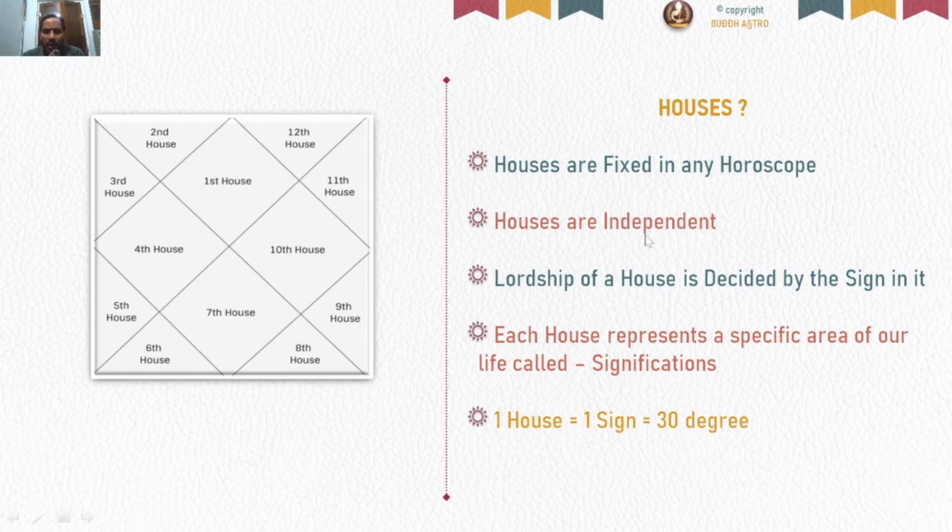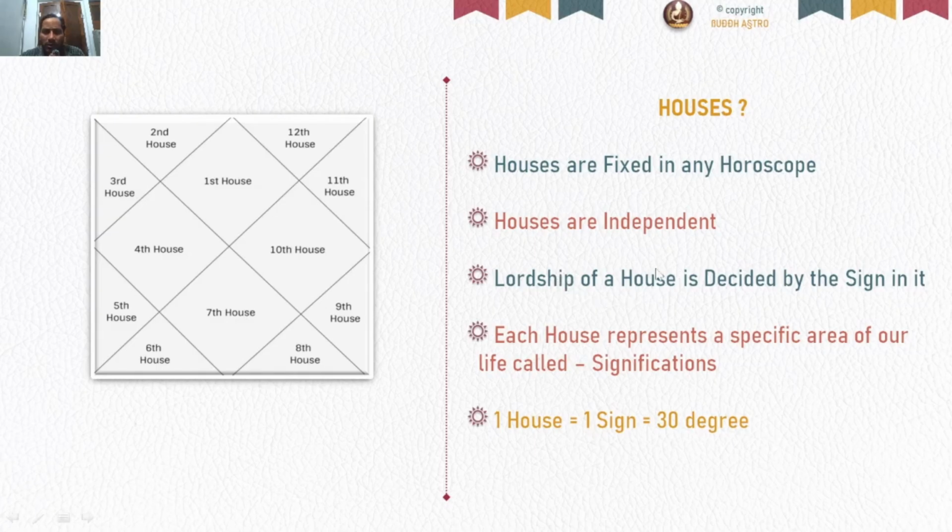The second thing is houses are independent. Independent means they do not connect to each other by themselves. The first house is independent, the second house is independent, the third house is independent. All the 12 houses are independent of each other. Independent means they do not directly connect to each other by themselves, right? Now suppose you are talking about the seventh house, this house will be the seventh house and this will show marriage in any horoscope. So houses are fixed, right, and independent.